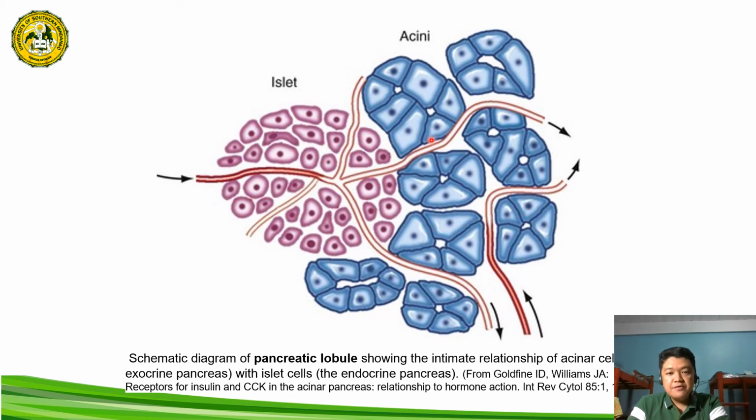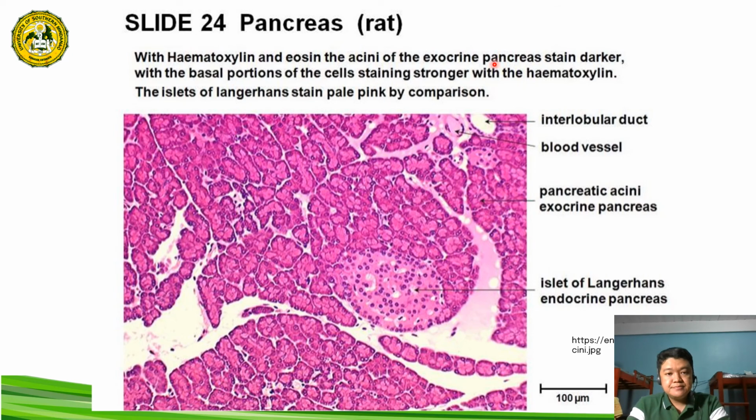So the groups of acini plus the ductules represent the lobule. The lobule, considered the acini and the corresponding ductules here, represents the functional unit of the pancreas, particularly the exocrine pancreas. This is a portion here of the pancreas from a rat in H&E stain.